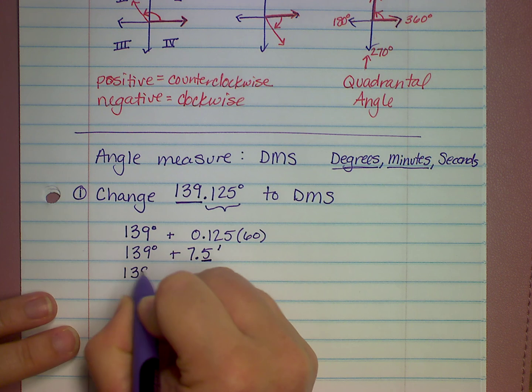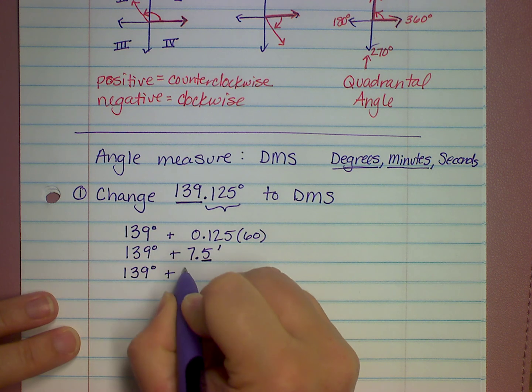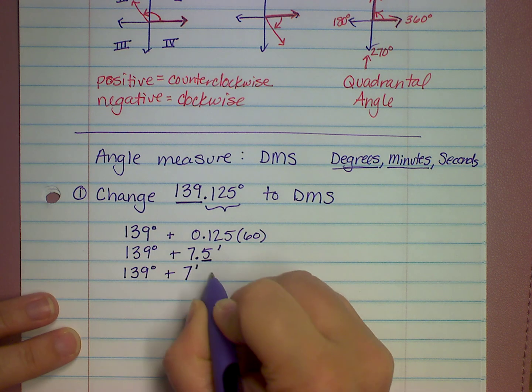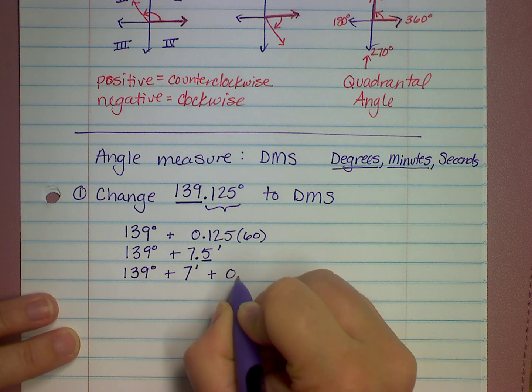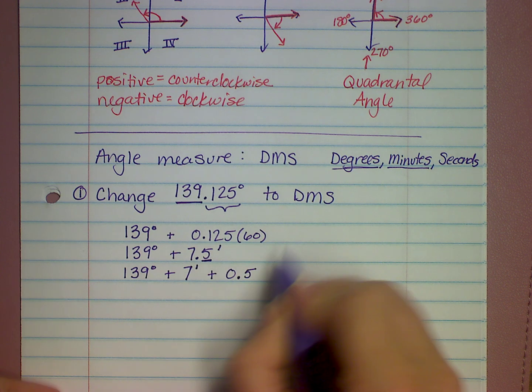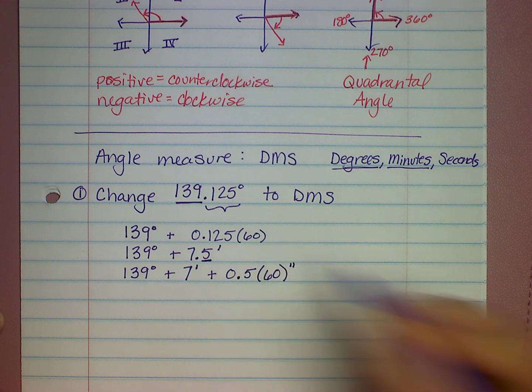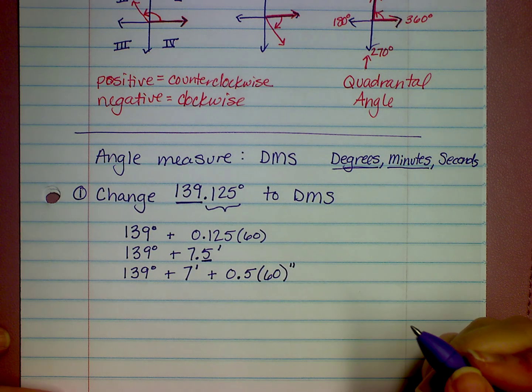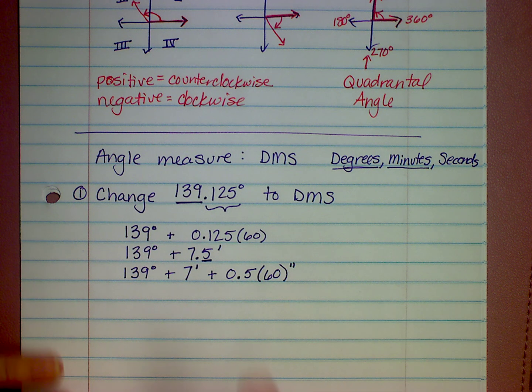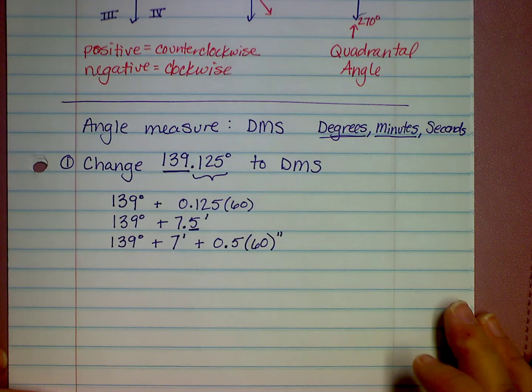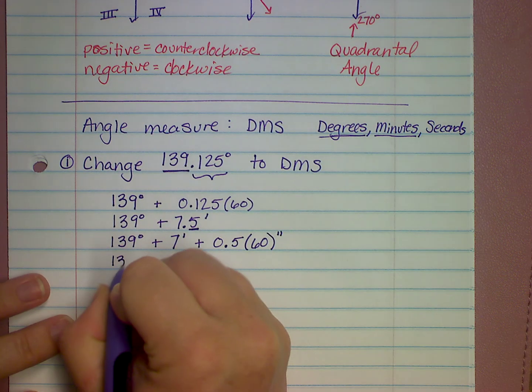I have 139 degrees plus 7 minutes plus 0.5. And again, I'm going to multiply it by 60. And we use two little apostrophes, almost looks like a quotation mark, to mean seconds. So I'm keeping the whole number. I'm just taking that decimal part and multiplying it by 60 each time. So let's see what I got.